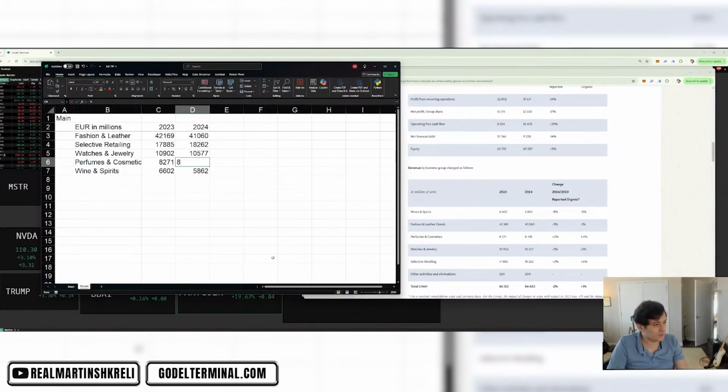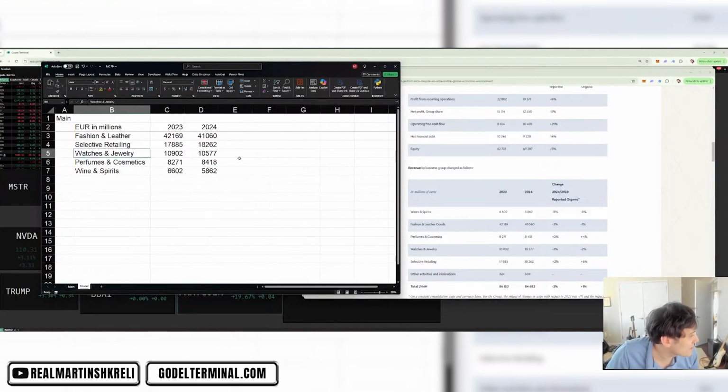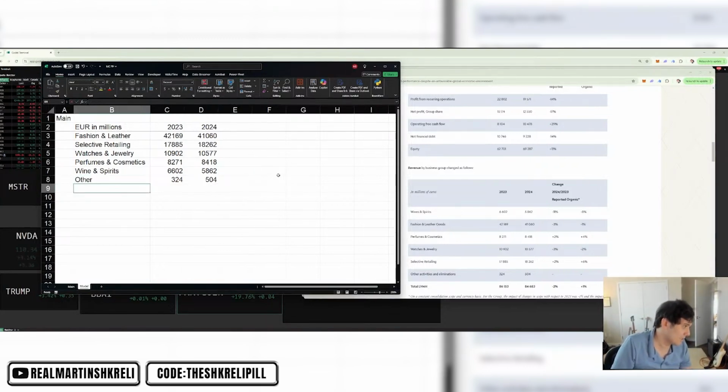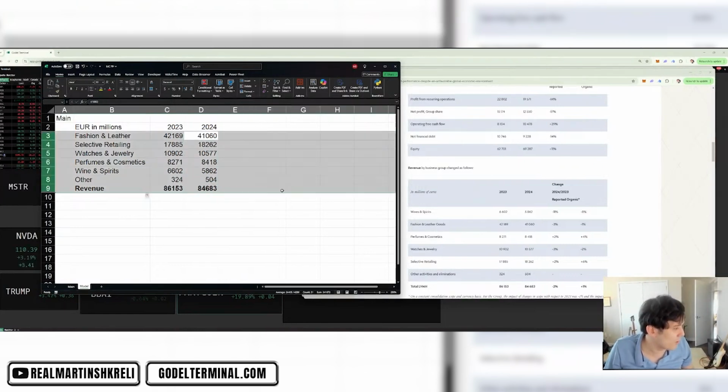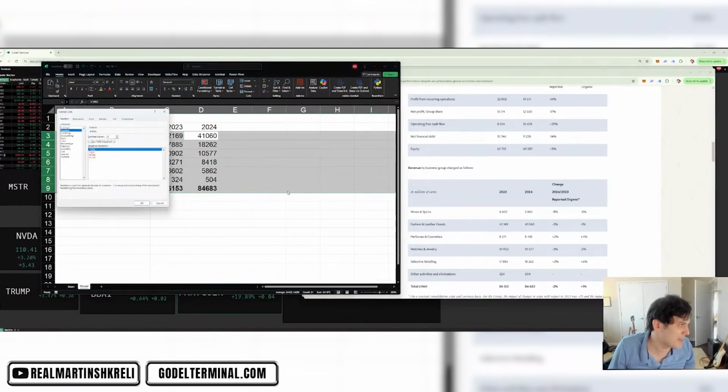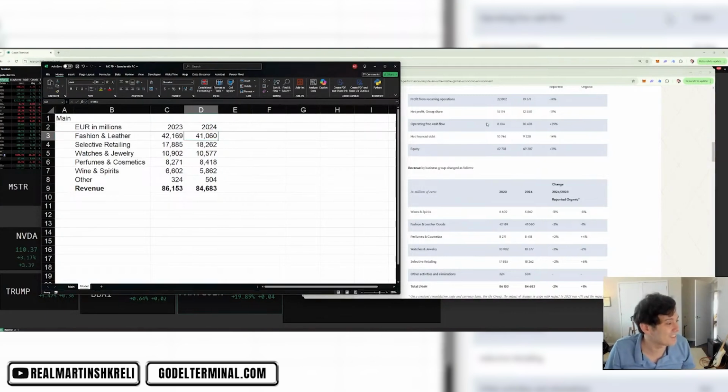Everything luxury. All right. There's only a few businesses that actually grew. And so there's sort of corporate here. And total revenue should be 86 billion. Correct. 86 billion euro. And then 84 billion euro. Down 2%. But organic growth was up 1%. Feels like a really mature company, doesn't it?